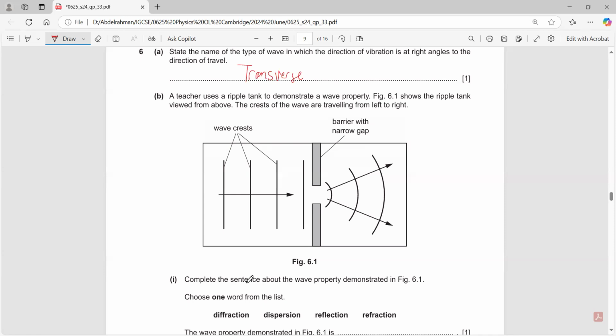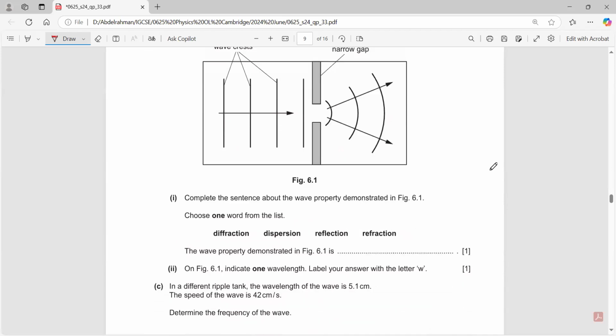Teacher uses a ripple tank to demonstrate a wave property. Complete the sentence about the wave property demonstrated in 6.1. This is diffraction. Yes, it is diffraction.